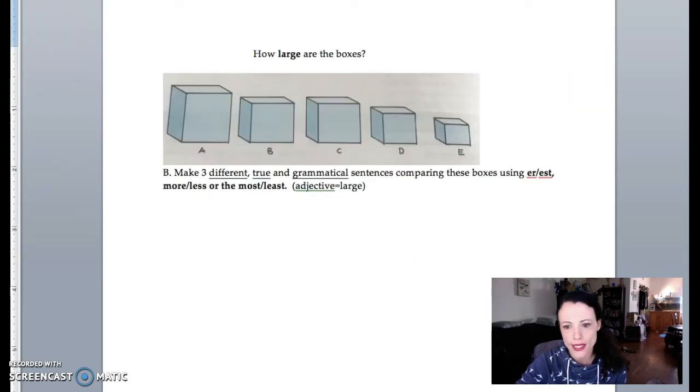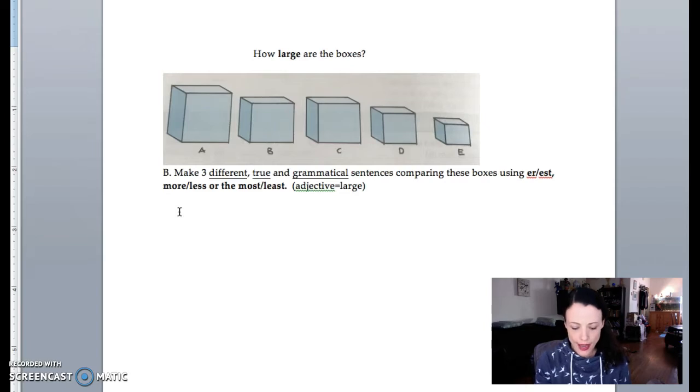So let's look at the more difficult ones. With the boxes, I asked you, how large are the boxes? So you're going to talk about size, right? In the directions here, I say, we're not going to use "as." You're going to use these other choices, okay? ER, EST, more, less, and most, least.